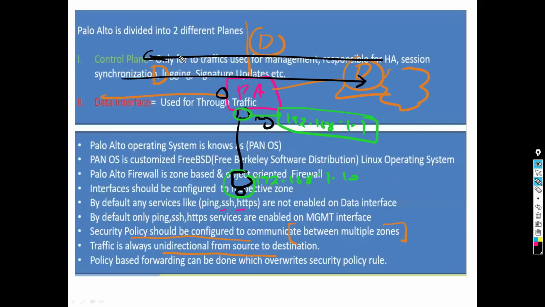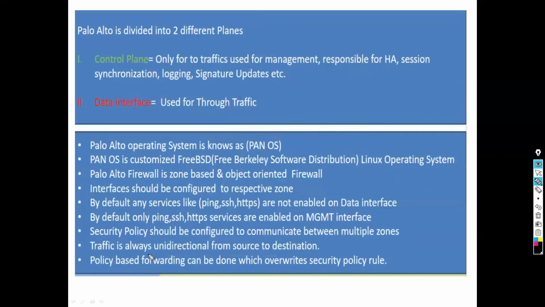Now here we have policy-based forwarding. If you remember in routing and switching, we have the concept of PBR, policy-based routing, in a router. In firewalls, in Palo Alto, you can say policy-based forwarding. If you are working with a FortiGate firewall box, you can say policy route.